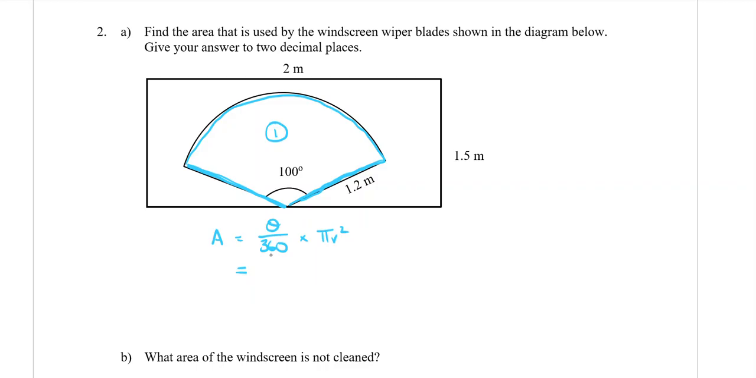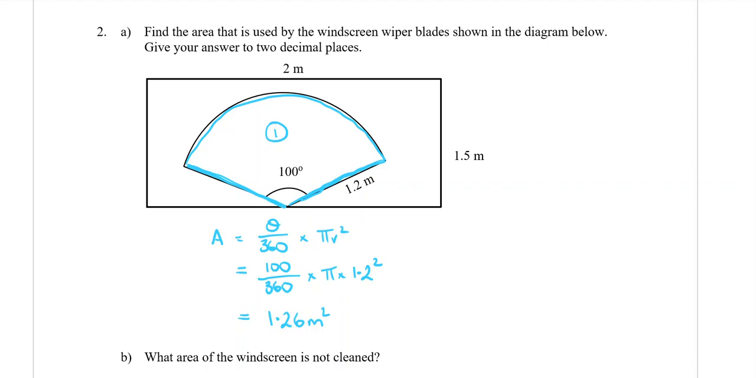So the angle this time is 100. 100 over 360 times pi times the radius, which is 1.2 squared. Put that in your calculator, and to 2 decimal places, you get 1.26 meters squared.